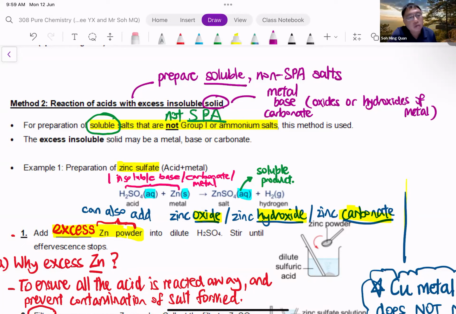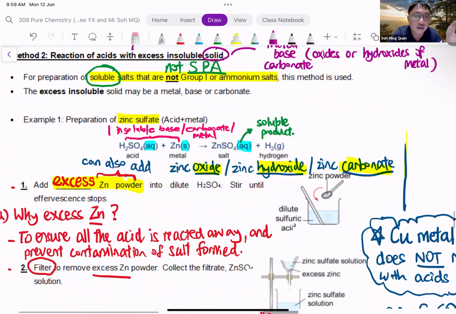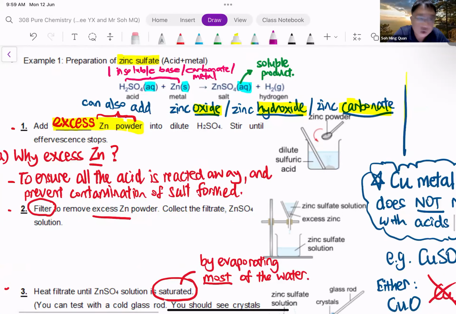Now, this method of reacting acids with excess insoluble solid applies like 90% of the time. 90% of the salts will fall under this category. So take, for example, zinc sulfate. Zinc sulfate definitely is a soluble salt. It is not one of the exceptions under the rules, right? So how to make zinc sulfate? You add excess zinc carbonate to sulfuric acid.